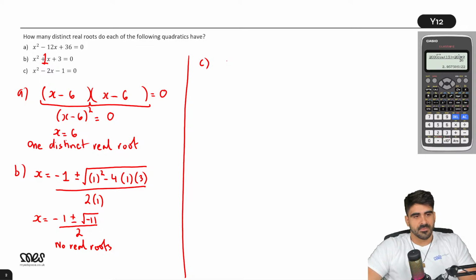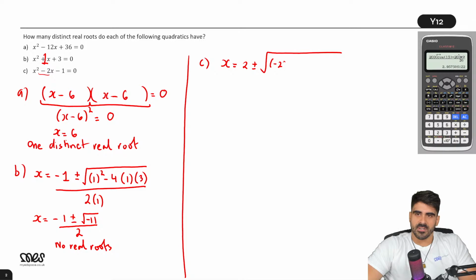How was your exams? So here, guys, x is minus b, so b is minus 2, plus or minus root b squared, so it'll be minus 2 squared, minus 4ac. Now, when you type in what's inside that root, what do you get?